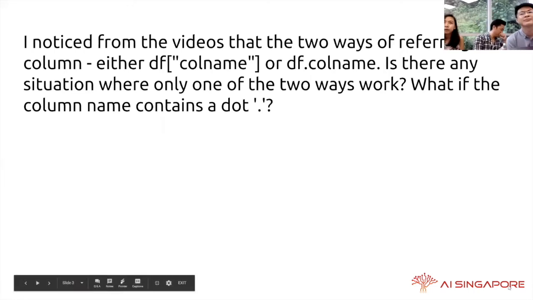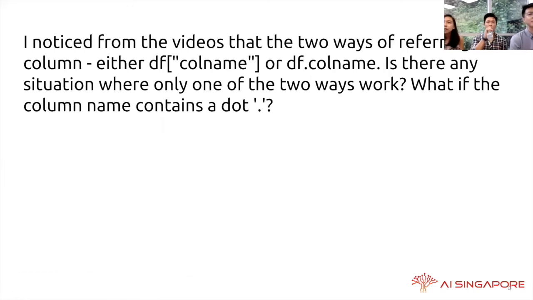The two ways of referring to a column, either df['col_name'] or df.col_name. Is there any situation where only one of the two ways would work? What if the column name itself contains a dot? That is one of two ways in which it will not work. And the second way is if your column name has two words, like big data. So if your column name is called 'big data' with a space, you can't use the dot format. You have to use the quote format.